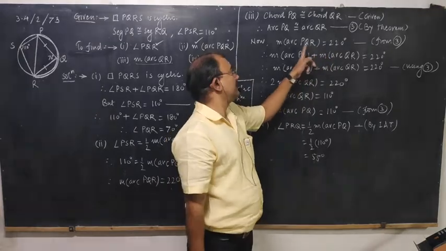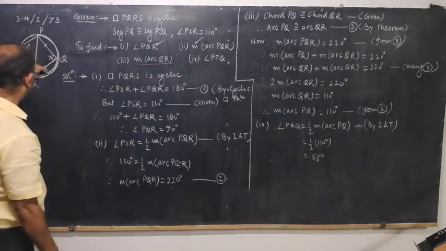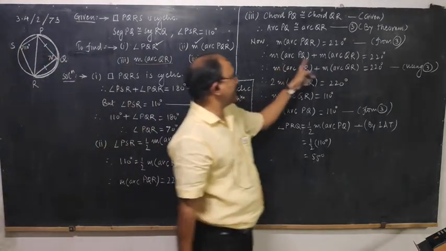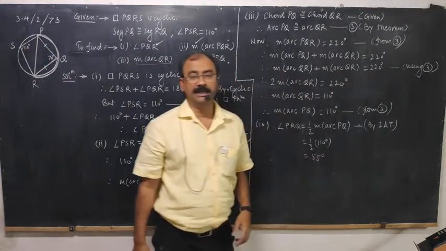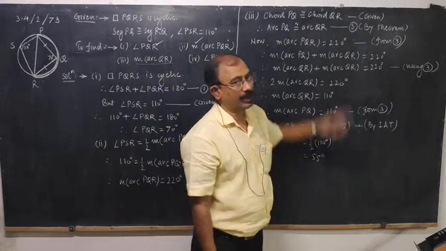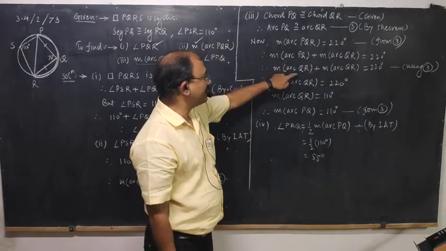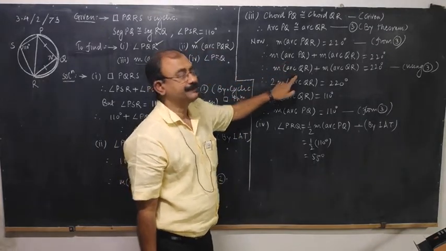Now this arc can be split into two parts: arc PQ plus arc QR. So we have written PQ plus QR is equal to 220 degrees. But both the arcs have the same measure. Both the arcs are congruent, so congruent arcs will have the same measure. So arc PQ can be replaced by arc QR.